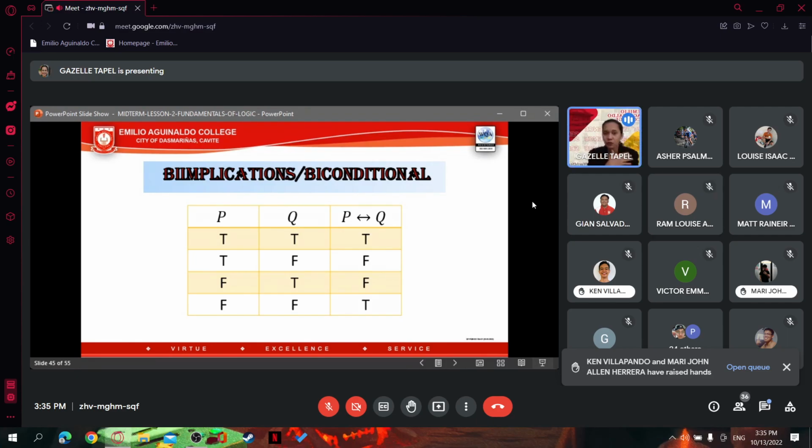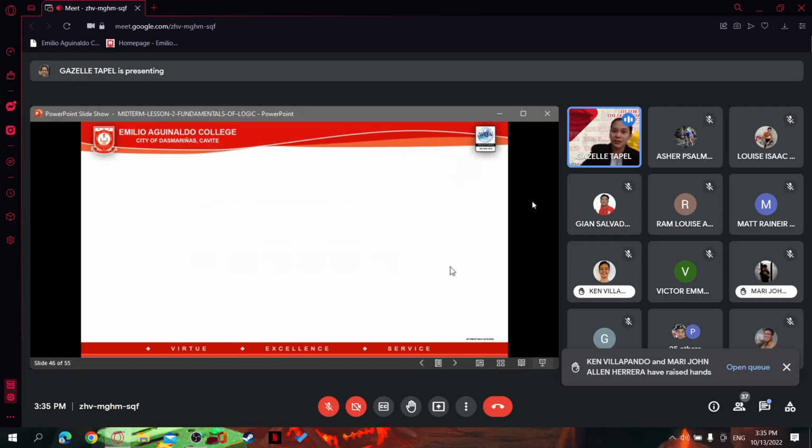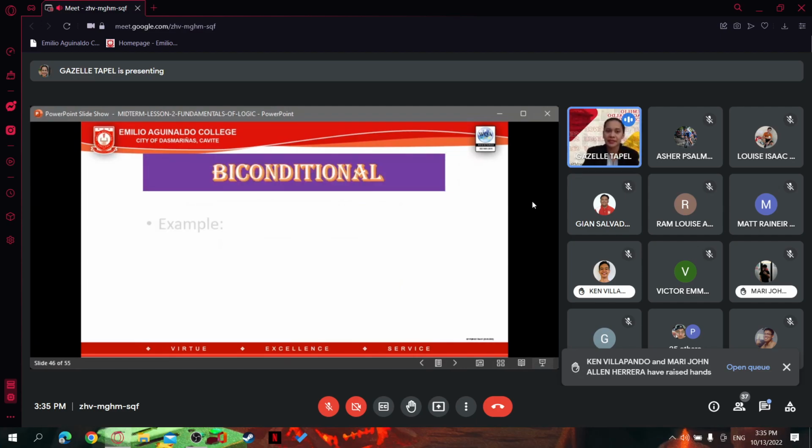No, sa implication, basta true or false, true tsaka false, automatic yun ay false na. Lahat na yun ay true. All the rest ay true. Pero dito sa biconditional, dapat ay pareho yung kanilang truth value ng premise at ng conclusion, yung P tsaka Q mo. So kung parehong true, parehong false, pareho silang true. Otherwise, false. Okay, practice tayo mamaya pagsasama-samahin natin yan.